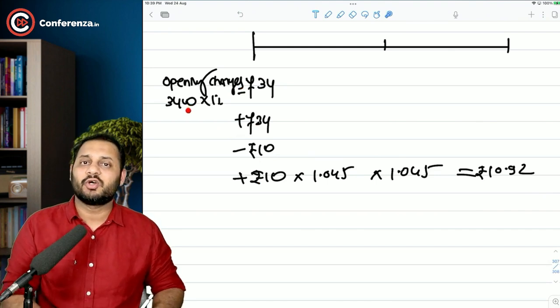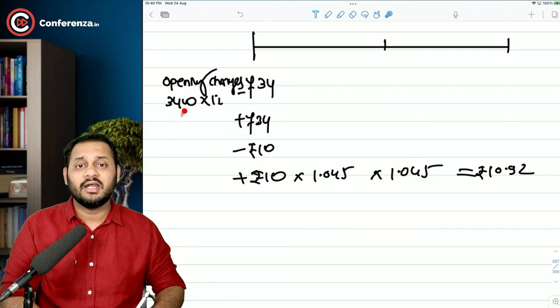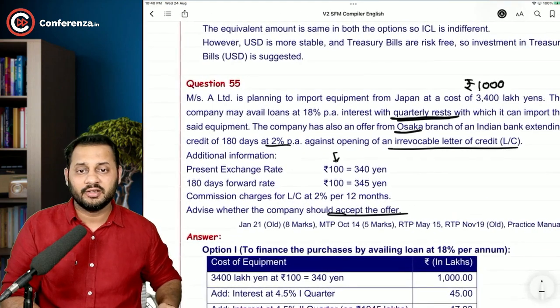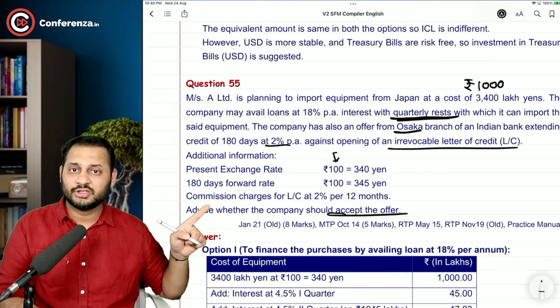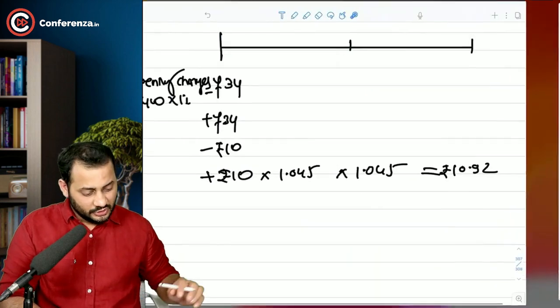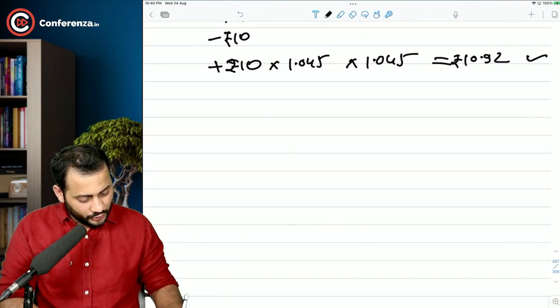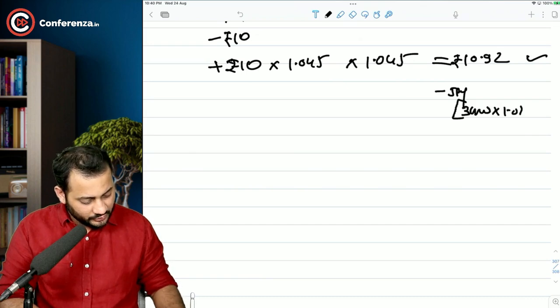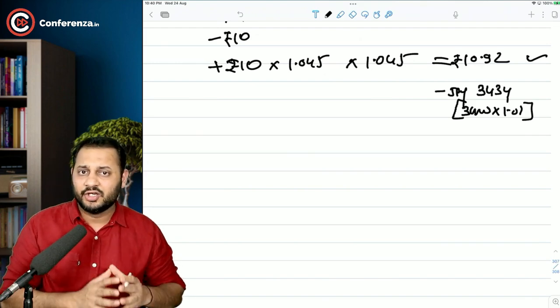Now after 6 months, what will happen? After 6 months, you will have to make the payment to the Osaka branch, right? How much? 3400 lakhs? No sir, 3400 lakhs plus interest for 6 months. You can clearly see that was the opening charges, but this commission charge for LC is 2% for 12 months, 1% for 6 months. So you have to pay Japanese yen, how much? 3400 into 1.01, that is 3434 lakhs yen at the end of 180 days.